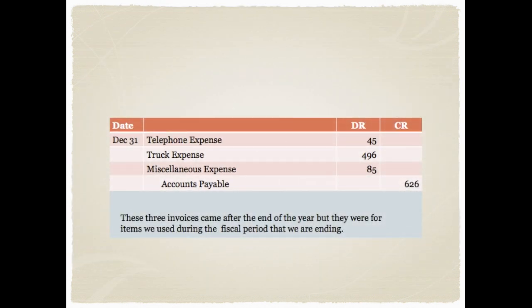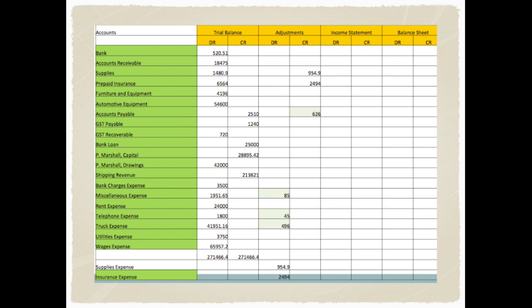Moving on. That's basically what we do right now, and then I'll just show you this part. So we have late invoices, and as Shannon said before, we just have to add up all of our accounts and debit them as expenses, and in accounts payable you have to credit them since you owe people that money. And then you have to write those in the expenses that we used up. So for miscellaneous expense, you would debit $85 since it's an expense. For telephone expense, $45, and for truck, $496.